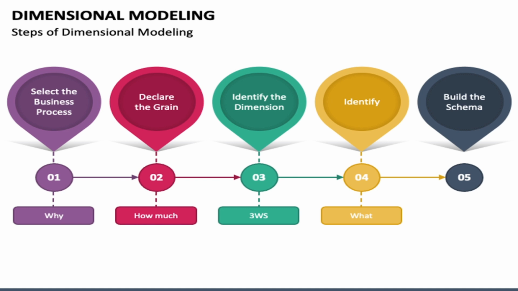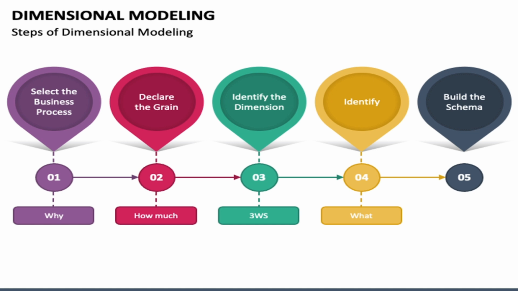Step 3, identify the dimensions. Now it's time to figure out the dimensions, the who, what, where, and when of your data. These are the descriptive details that give context to your numbers. For example, if you're analyzing sales, your dimensions might include who, customer info like name, age, location; what, product details like category, brand, price; where, store location or region; when, date and time of the sale. Dimensions help you slice and dice your data however you want, so spend some time getting these right.